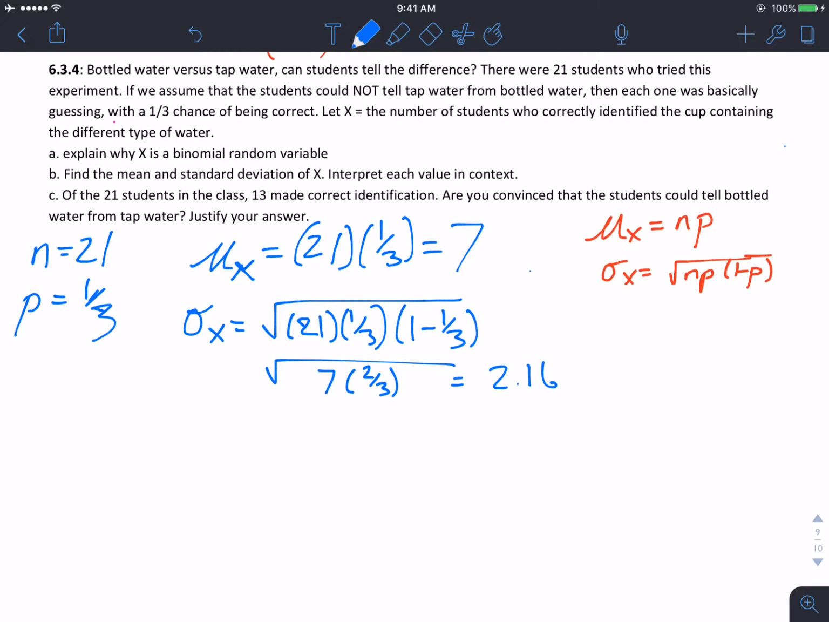The last thing it asks you to do is says, hey, 13 made correct identification. Are you convinced that students can tell the difference between bottled water and tap water? Justify your answer.